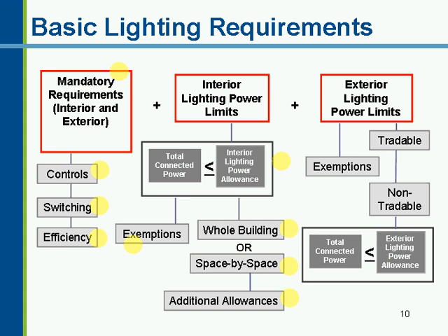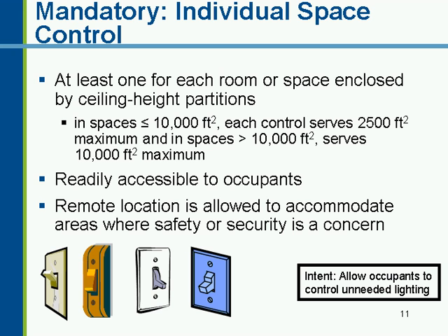The third category, exterior lighting power limits, is similar in that your total connected exterior power must be less than or equal to the allowed power, again provided through the standard, and we'll cover that in detail. A little bit different here in that instead of having a whole building and a space-by-space method, you have a couple of different types of applications, tradable and non-tradable, and we'll go over those in detail as well. And as with the interior lighting, there are some exemptions, lighting you don't have to account for, and we'll go through those as well. So let's look at the mandatory section.